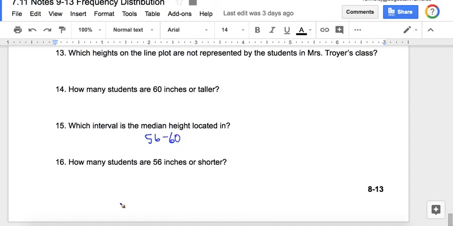And the last question, how many students are 56 inches or shorter? So look up above at the line plot and count all the x's that are marked from 56 or shorter. So hopefully you counted 3 x's, so that means 3 students.